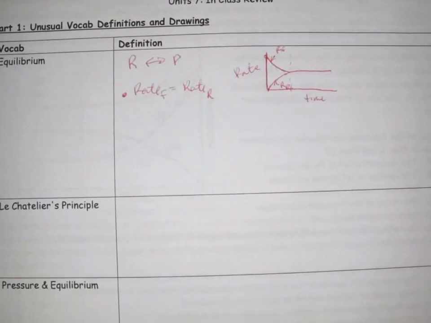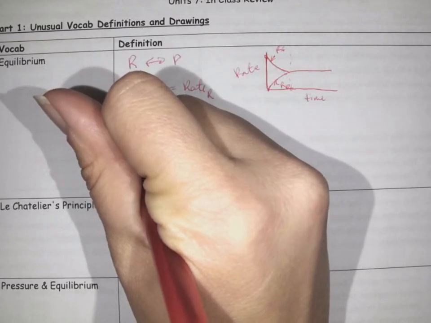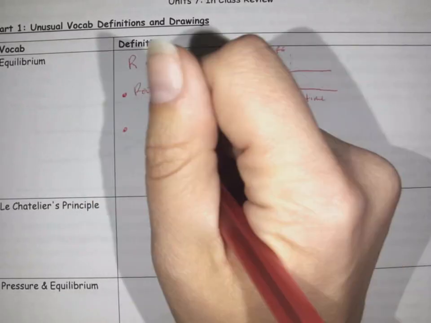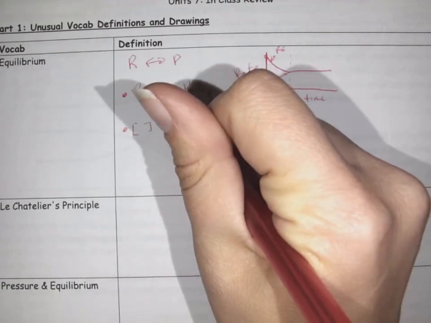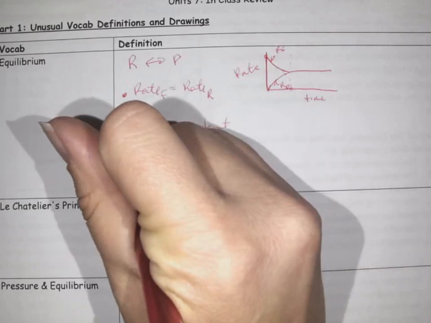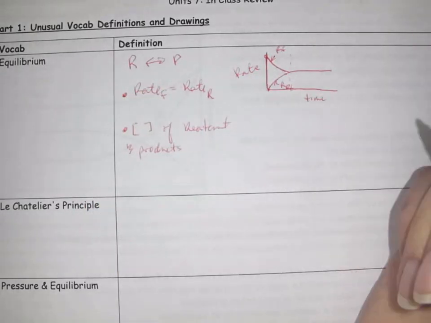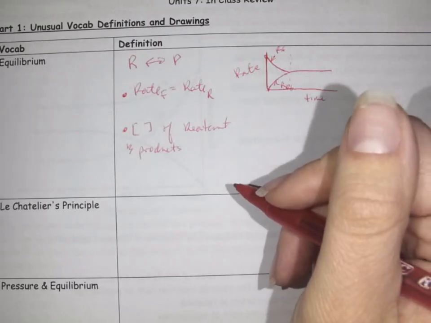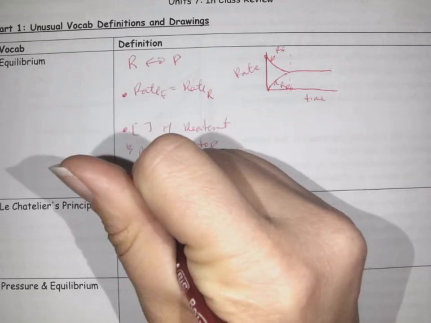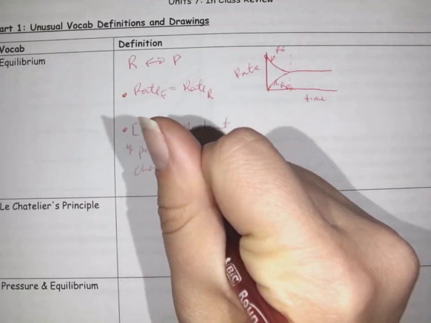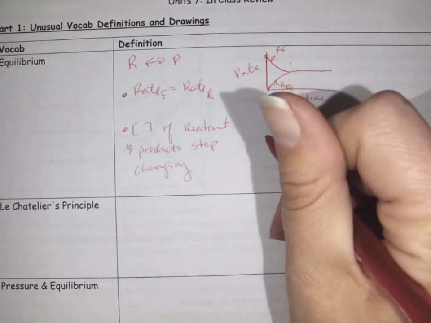So when the rate of the forward equals the rate of the reverse, something else occurs, and that's when the concentrations of the reactants and the products stop changing. They become constant. Not equal, but constant. So we'll say stop changing. When the concentration of the reactants and the products stop changing, then we have reached equilibrium.